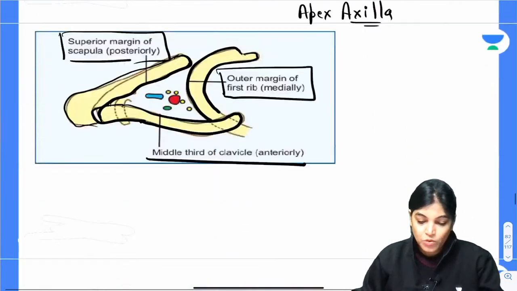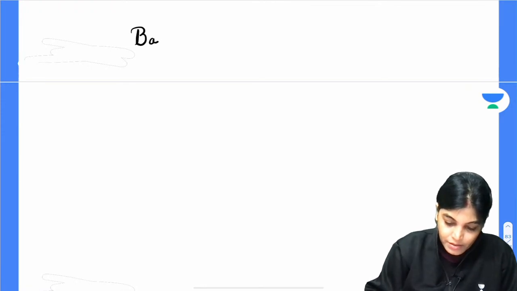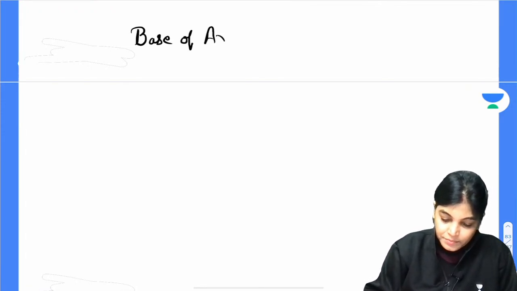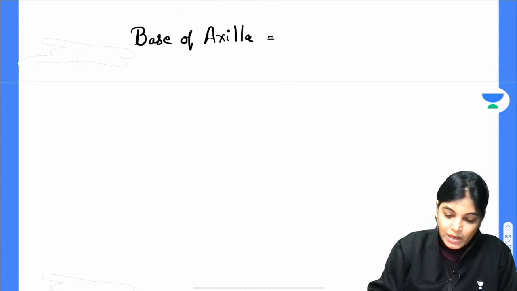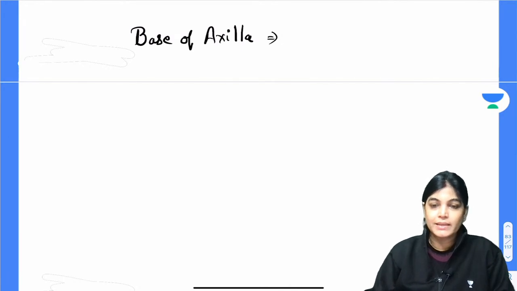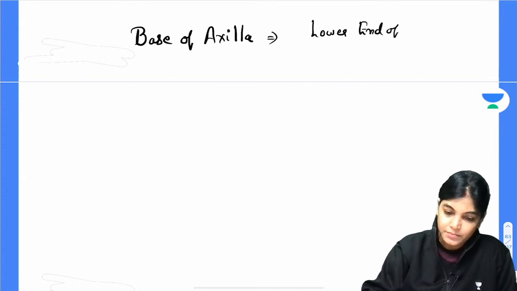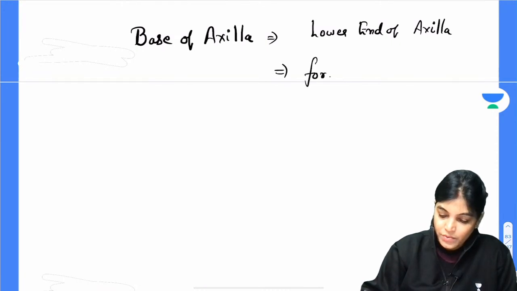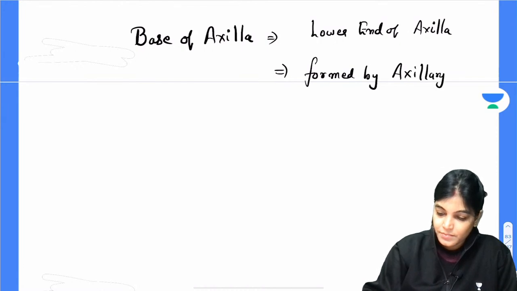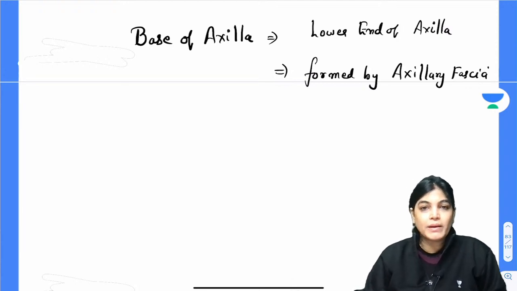So let me move firstly with the base. Let me write about the base of axilla. When I am talking about the base of axilla, the base of axilla means the lower end of the axilla. And the lower end of axilla is formed by the axillary fascia. Now, my dear aspirants, it's formed by the axillary fascia.